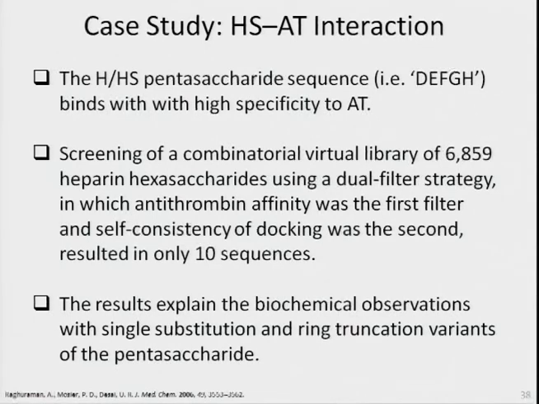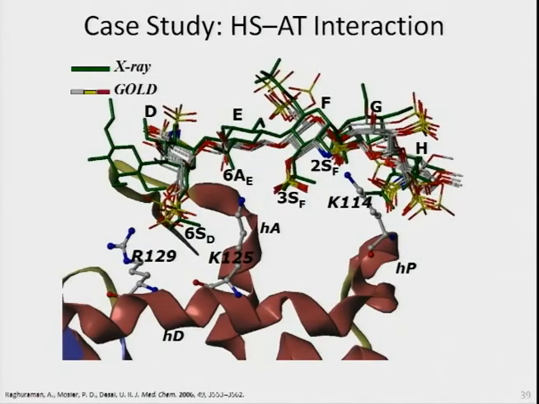And we found that the results do explain the biochemical observations with single substitution and ring truncation variants of the pentasaccharide. So here are our 10 solutions. We see that our docked solutions really well match the X-ray crystal structure.